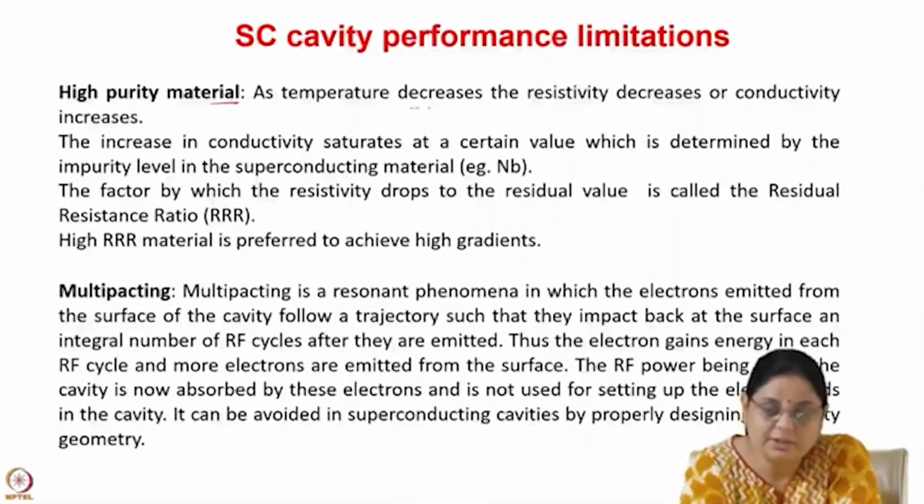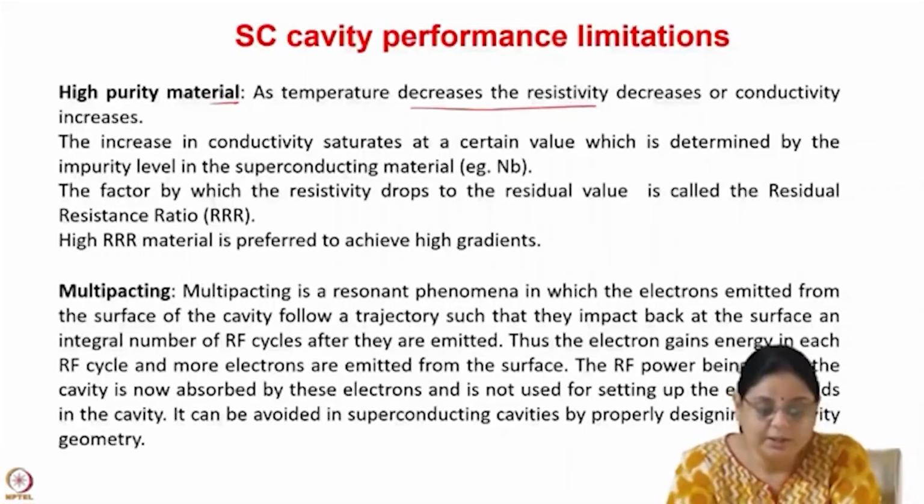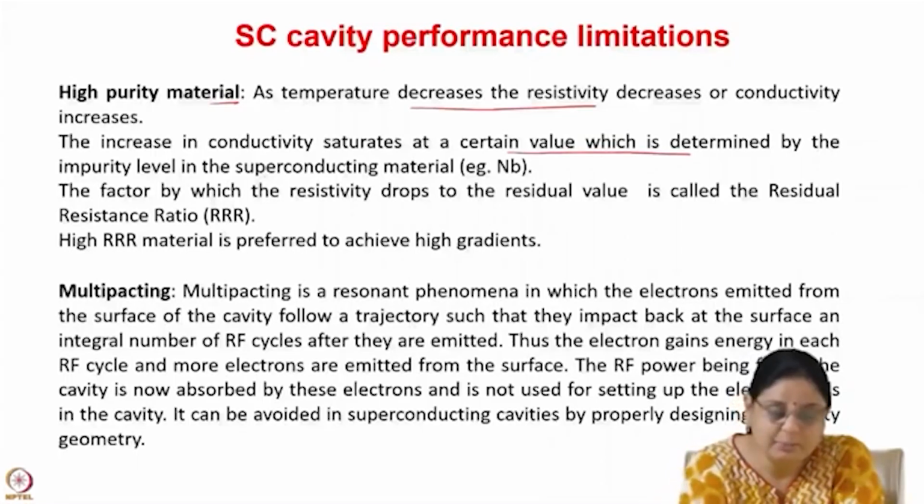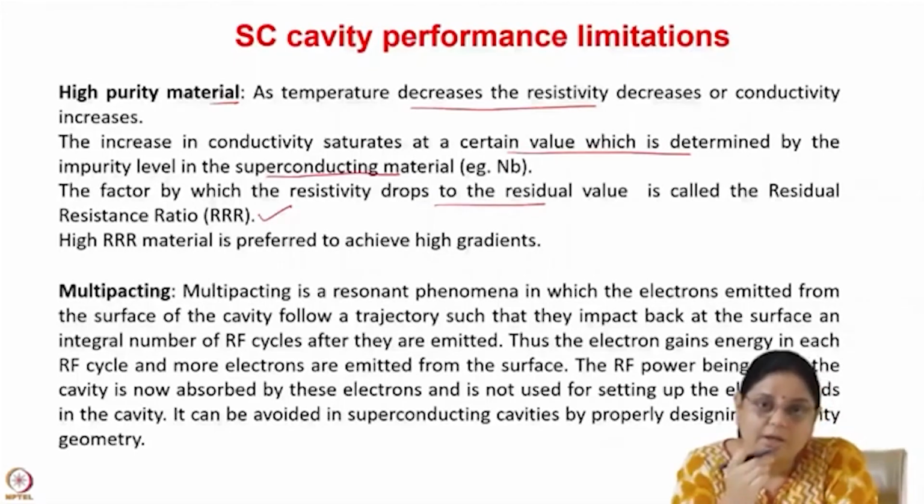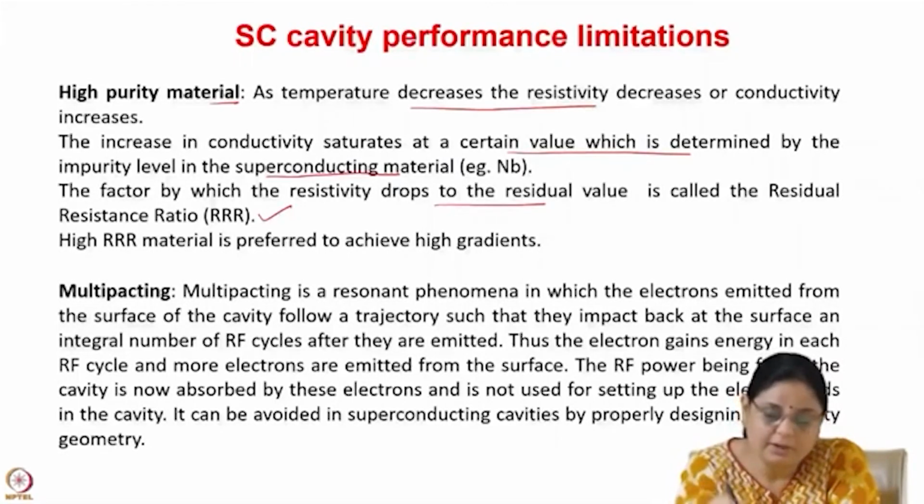You need to use high purity material so that your residual resistance is very low. As temperature decreases, the resistivity decreases or conductivity increases. The increase in conductivity saturates at a certain value which is determined by the impurity level of the superconducting material. The factor by which the resistivity drops to the residual value is called the residual resistance ratio. So you need to use a material with high RRR for getting high accelerating gradients.